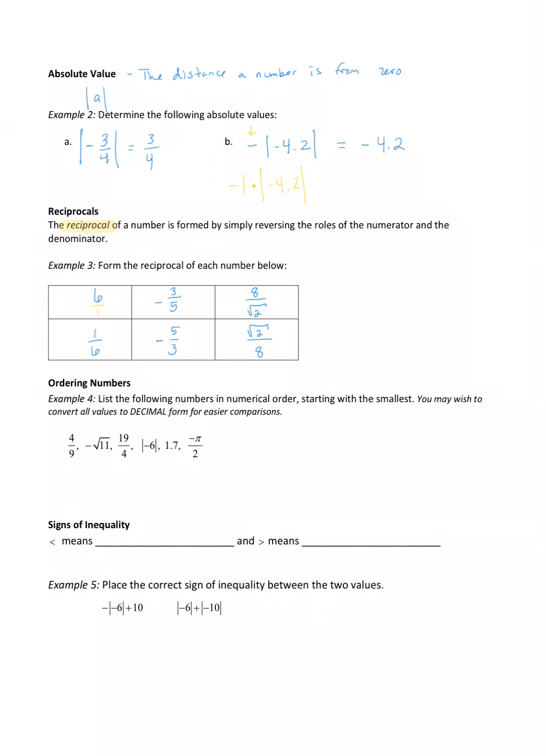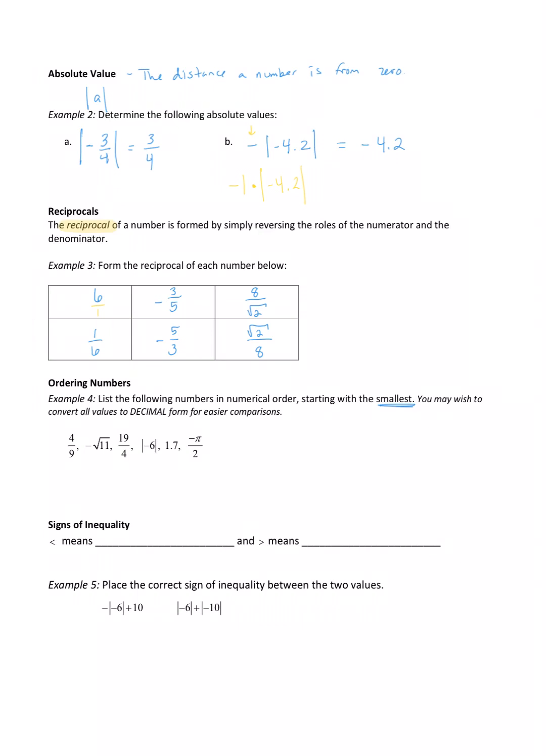All right, the next thing, ordering numbers. What we're going to do now is take a set of numbers and put them in order, in this case, starting with the smallest. So list the following numbers in numerical order, starting with the smallest. It says you may wish to convert all values to decimal form for easier comparisons. What that means is when we look at 4 ninths, do you know right off the top of your head what is the decimal equivalent to that?